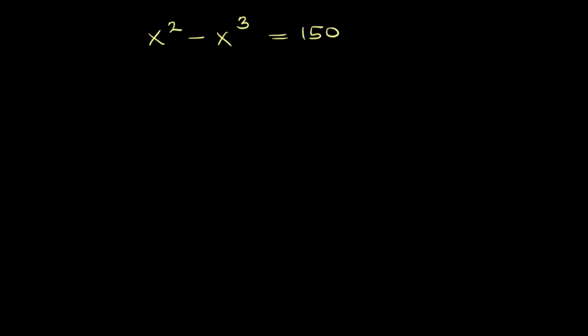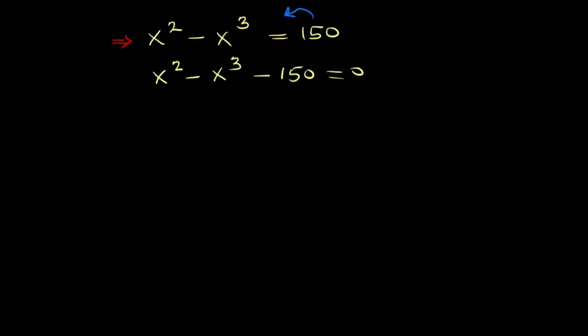In this video we want to solve this equation which says that x squared minus x cubed is equal to 150. How do we break down this problem? The first thing I'm going to do is to transfer this 150 to the left hand side so that the equation becomes x squared minus x raised to power 3 minus 150 is equal to 0.